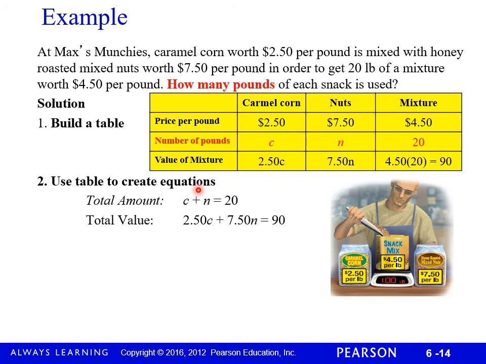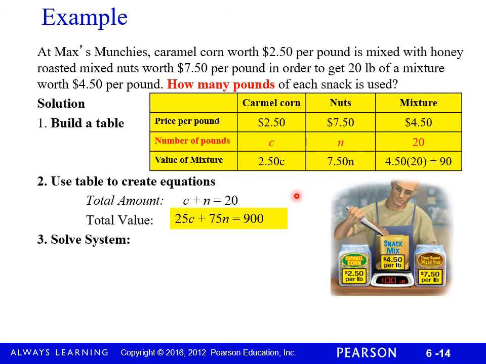Now we have a system here, and one of the things that we do in algebra is get rid of fractions, get rid of decimals when we start to solve problems. So notice if I just multiply the second equation, the value equation, by 10, the decimals will disappear, and I can get something that's a little bit easier to work with: 25C plus 75N equals 900.